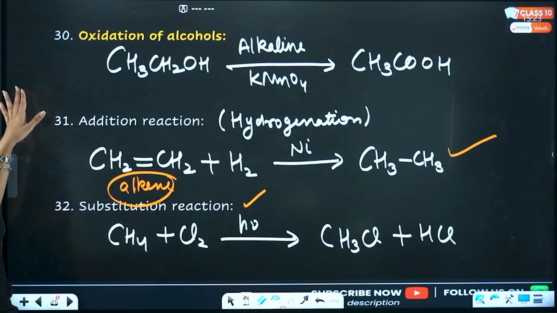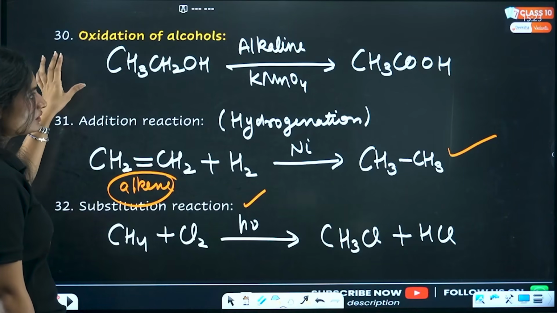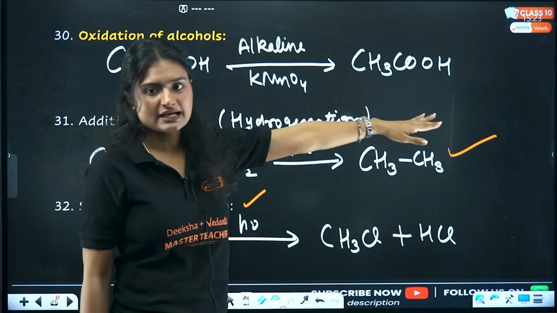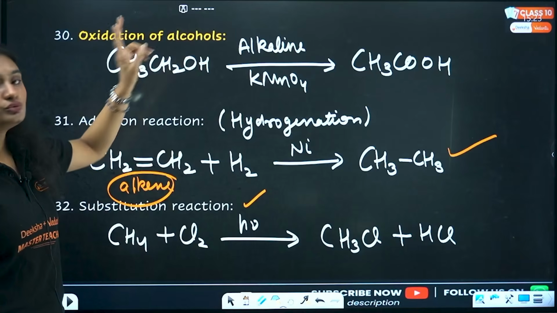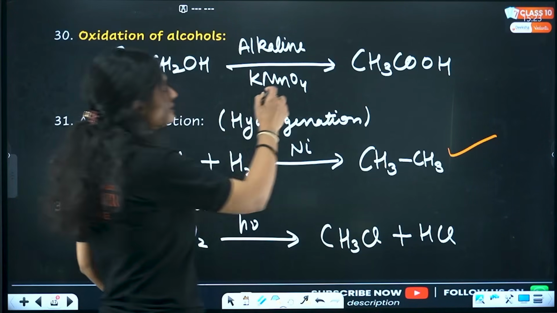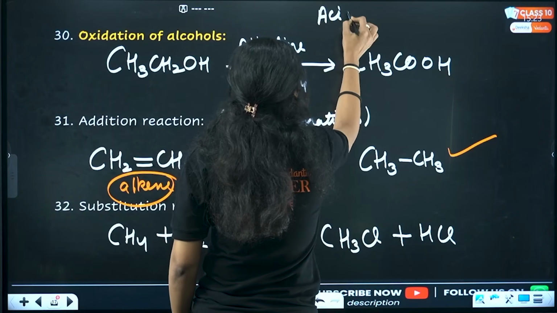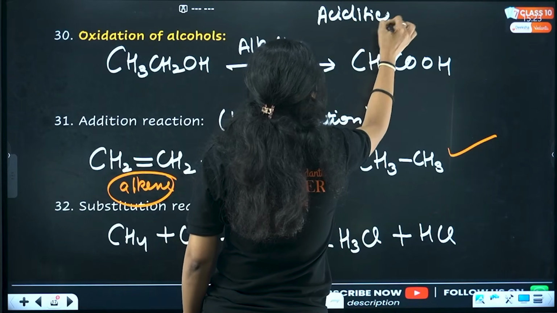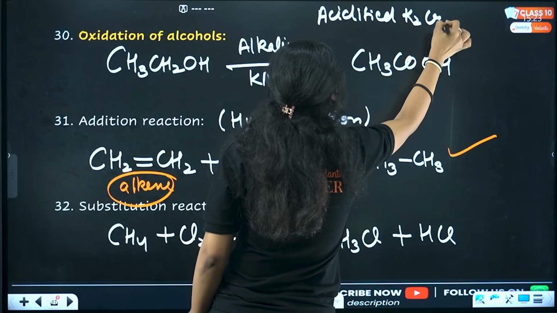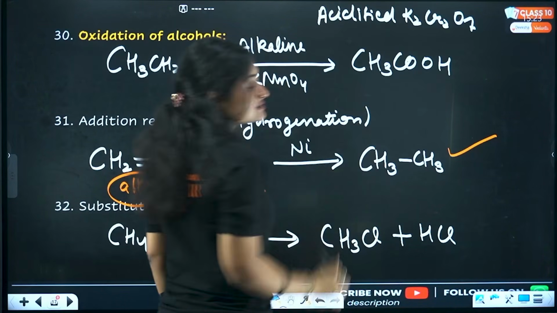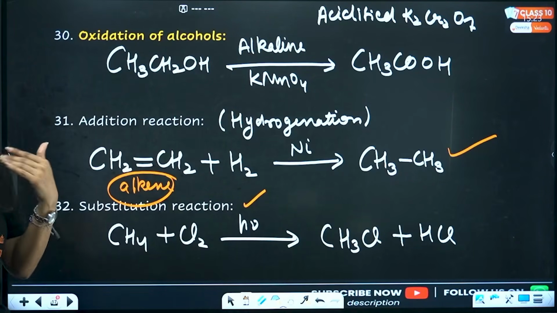Then we have oxidation of alcohols. When you oxidize alcohol, alcohol gets converted into carboxylic acid. Two agents we use for oxidizing are alkaline KMnO4 or acidified K2Cr2O7. Both are oxidizing agents. That means they provide oxygen. An oxidizing agent oxidizes others, reduces itself.